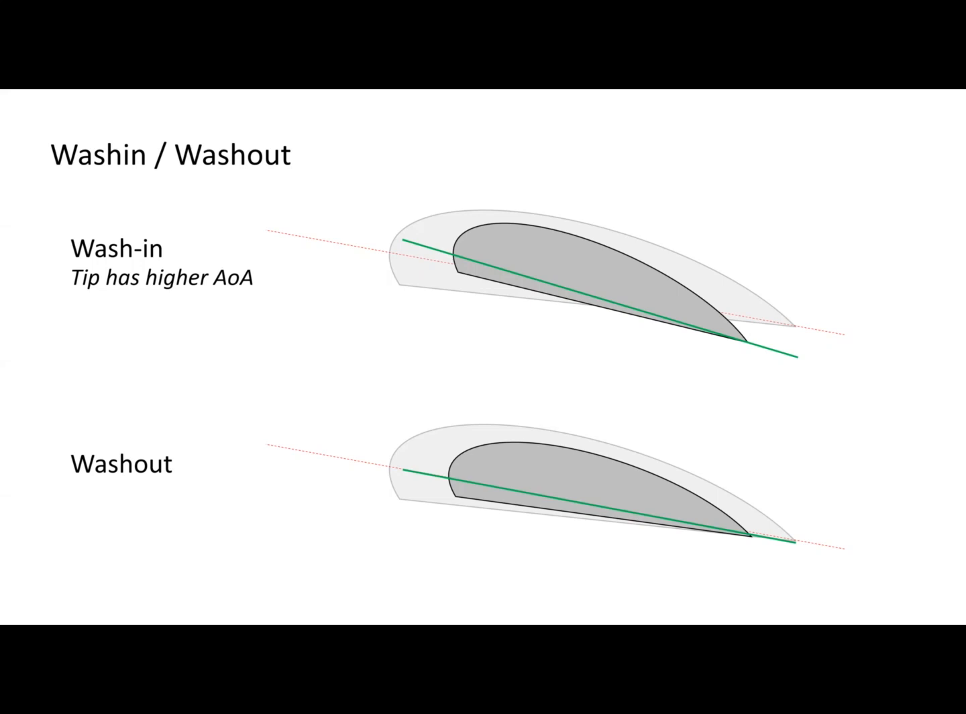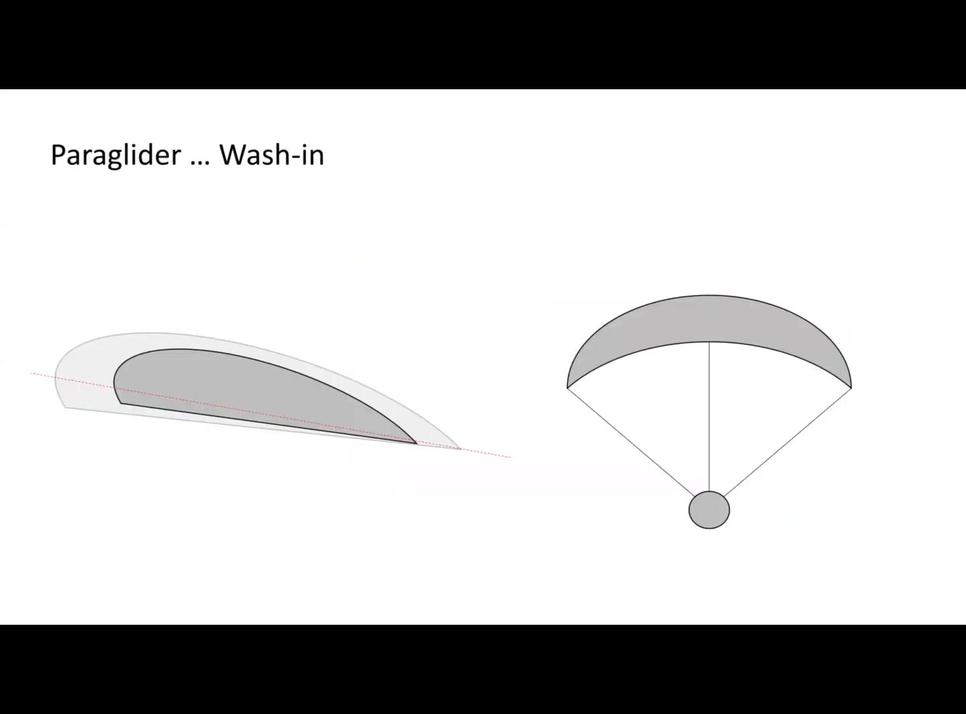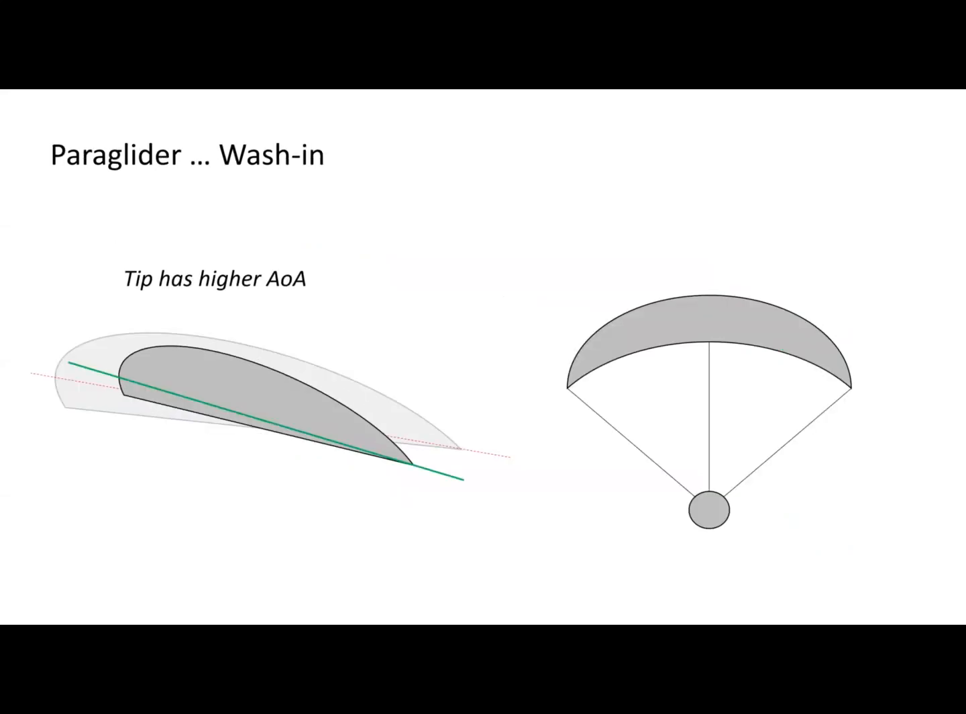Washout is the opposite, where the tip actually has a lower angle of attack. And that has other benefits, advantages and disadvantages. It doesn't really apply to us, and I don't think we need to go into it in this talk. So a paraglider has wash in. If you look at your paraglider above your head, it'll have a certain angle of attack, but the tips have much more angle of attack than the center of your wing. Now, that has 2 advantages and 1 disadvantage, which is really an advantage.